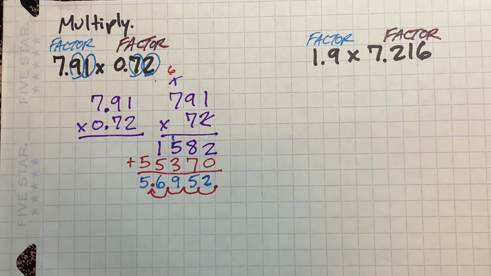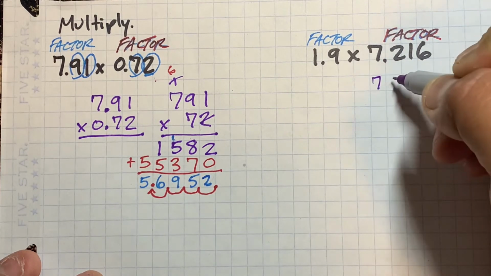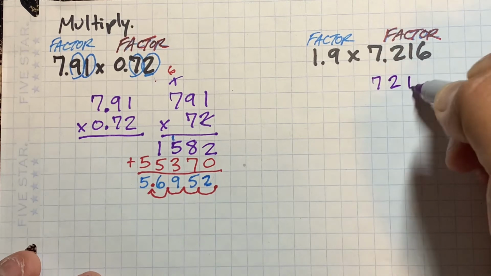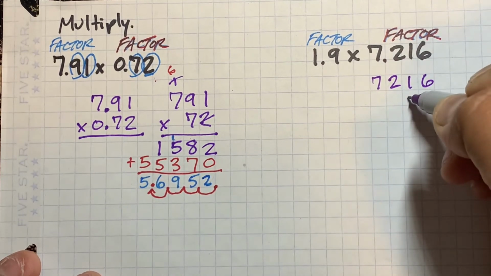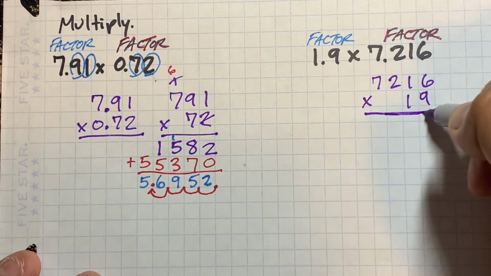So in our next problem, we have the factor 1 and 9/10 times the factor 7 and 216 10,000ths. Again, what we want to do is ignore the decimal points for now, and just set it up. So we're going to write the numbers in, factor times a factor. Let's go ahead and get a product.